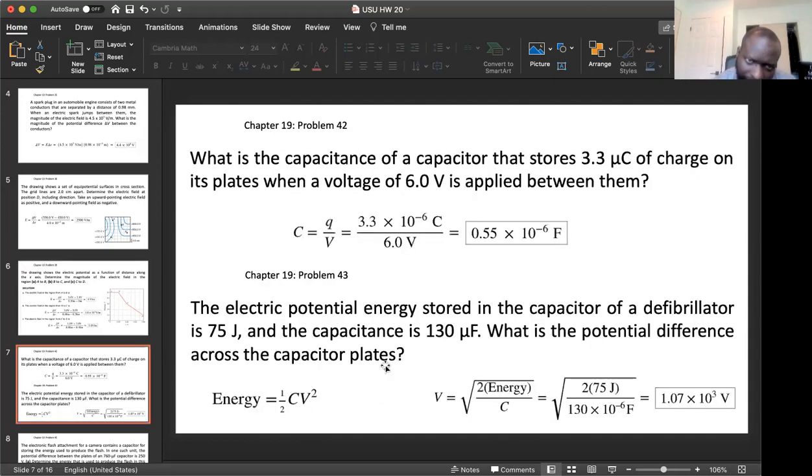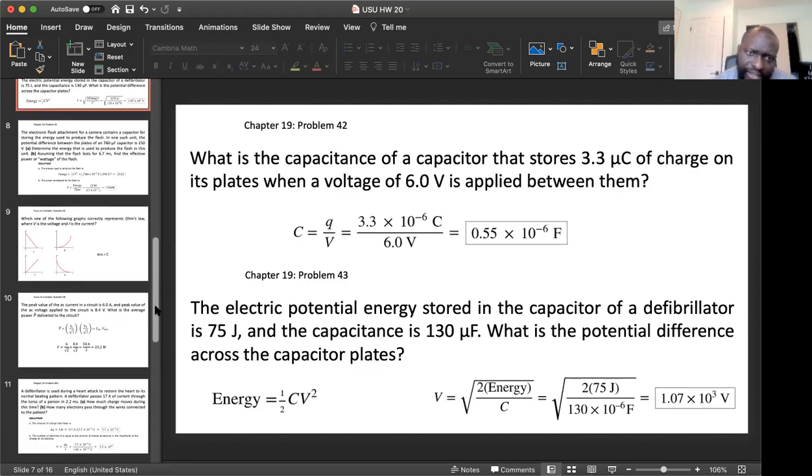Okay. Chapter 19, problem 42 is the next one. And it's saying, what is the capacitance of a capacitor that stores 3.3 microcoulomb of charge on its plate when its voltage is 6 volts applied between them? So we have charge is Q over V. So capacitance, we always confuse that with charge. You have to be careful. So C's capacitance is charge Q over V, the potential difference. So we have the charge and the potential difference, and we're asked to find the capacitance between them.